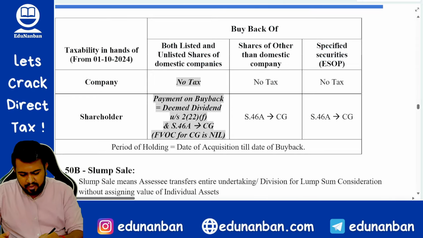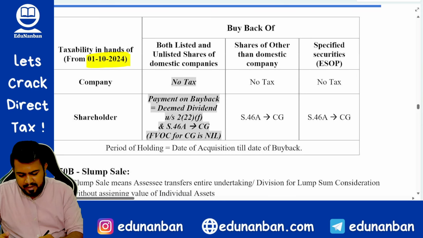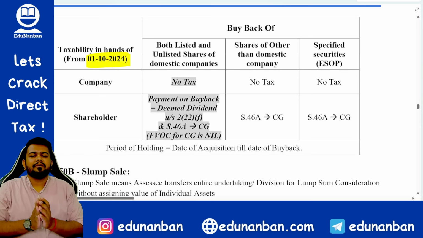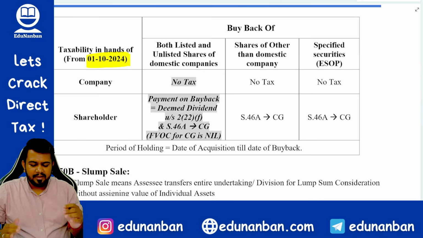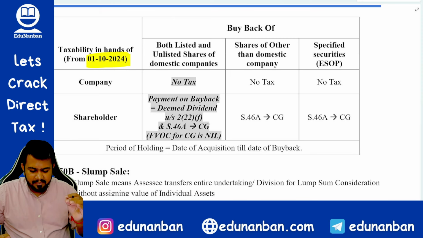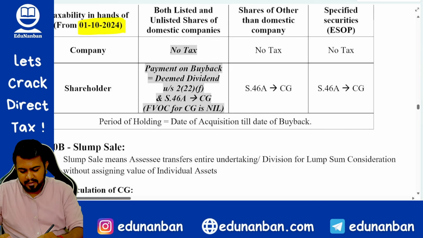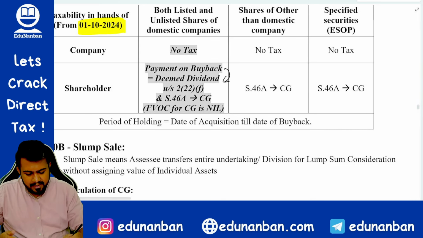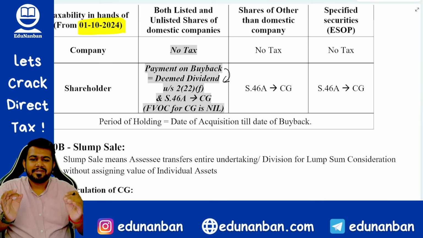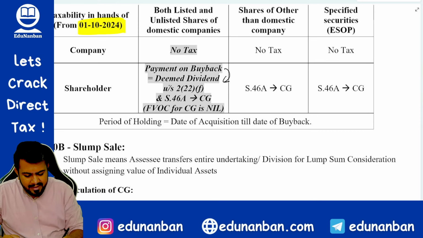Now what happens? From 1/10/2024 onwards, the concept of buyback has changed. Now, even if a domestic company, whether it is listed or unlisted, does not matter, if a domestic company is doing buyback, then no tax has to be paid by the company. But the entire value of buyback will be considered as deemed dividend. Entire payment on buyback, so no deduction and all. Entire payment which is received from buyback from the company will be treated as deemed dividend under section 2(22)(f). So this is the only change in the income from other sources chapter.